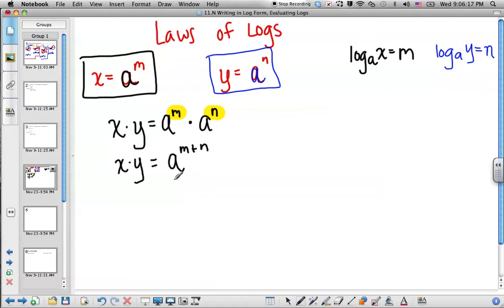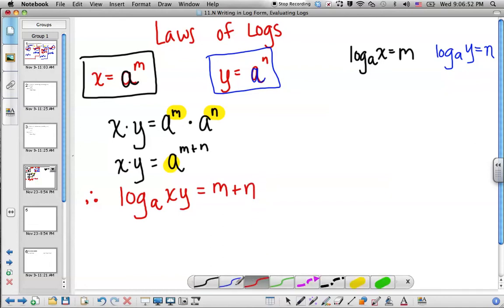Now, I'm going to go ahead and switch this back into log form again. So now I have my answer here and a base. Now I'll look at my base again, my base being a, and over here I'll write my log statement. So this means the same thing as log base a of my answer, which is x times y, and that all equals my exponent, m plus n. And that's just following kind of what we know already so far.